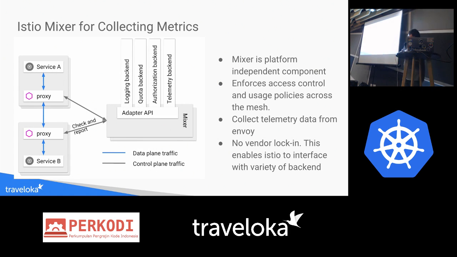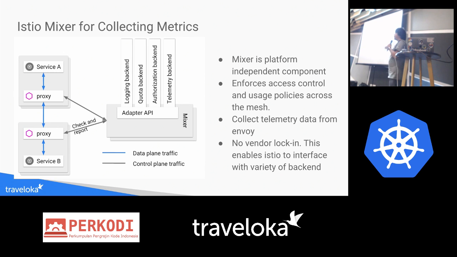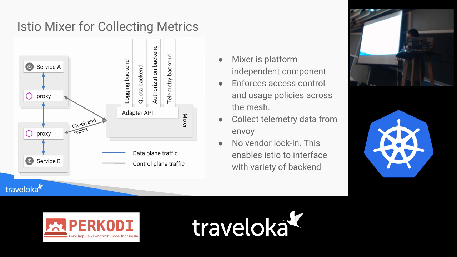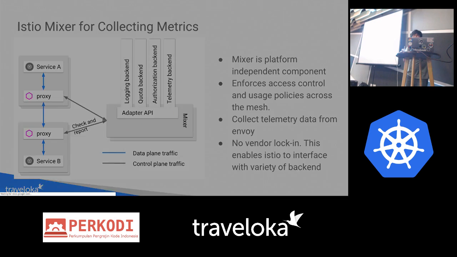And this is the Istio Mixer. Basically, the Istio Mixer is used to collect all the metrics, and then it collects all of the telemetry data for monitoring purposes. And then it also has something like access control and resource policy that can help secure the service.